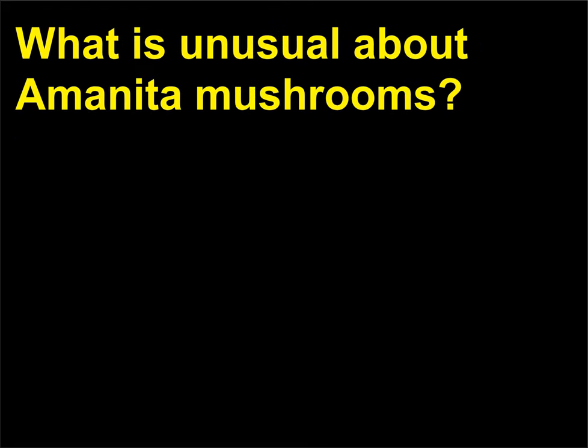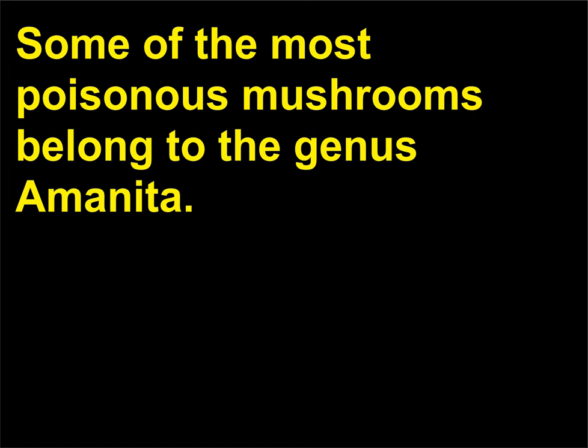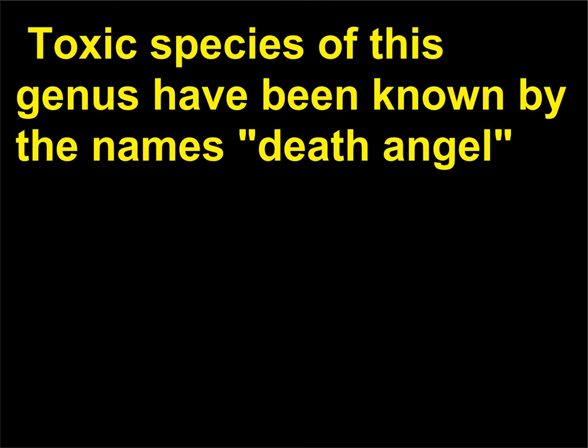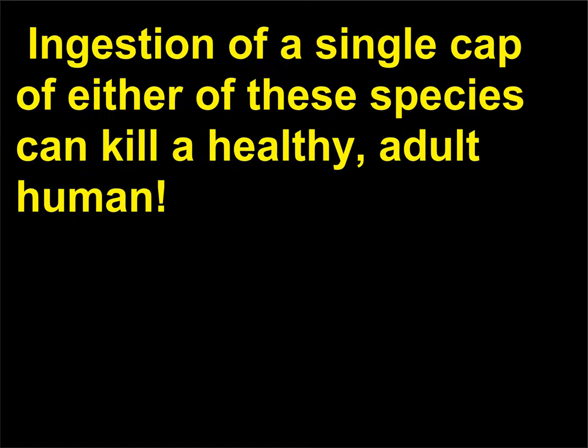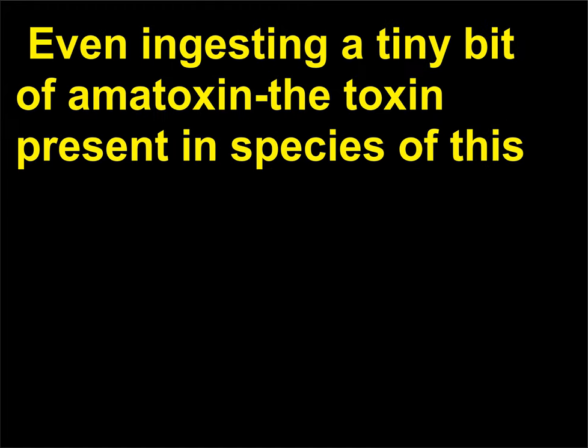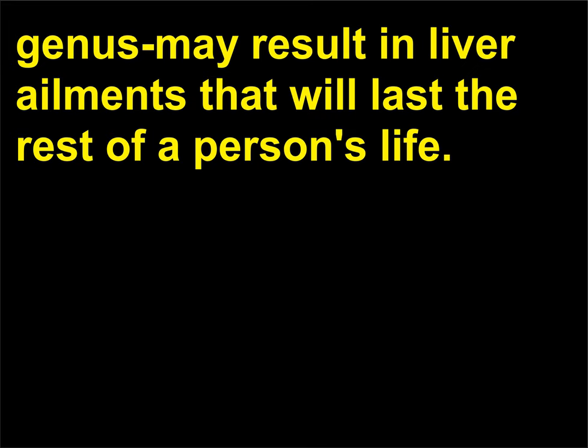What is unusual about Amanita mushrooms? Some of the most poisonous mushrooms belong to the genus Amanita. Toxic species of this genus have been known by the names Death Angel, Amanita phalloides, and Destroying Angel, Amanita virosa. Ingestion of a single cap of either of these species can kill a healthy adult human. Even ingesting a tiny bit of amatoxin, the toxin present in species of this genus, may result in liver ailments that will last the rest of a person's life.